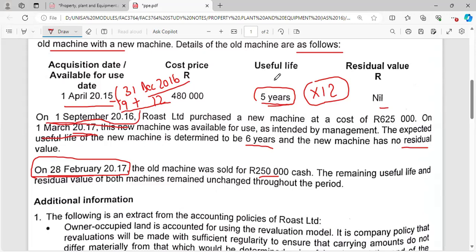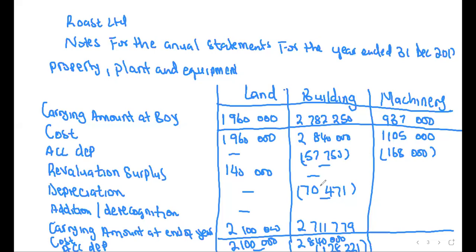So those are some of the small things that in the exam we should be careful not to lose small marks. Right. So which means now, but how are we going to record if this new machine was purchased on 1 March? Which means here it was going to come under additions. Am I right? Yeah. If it was purchased during the year, it was not going to come under carrying amount at the beginning of the year. It was going to come under additions here.